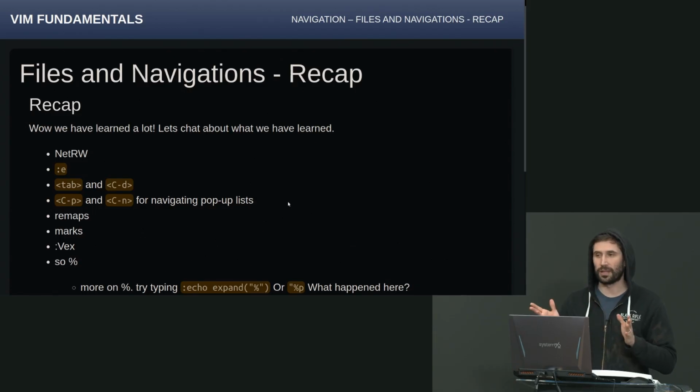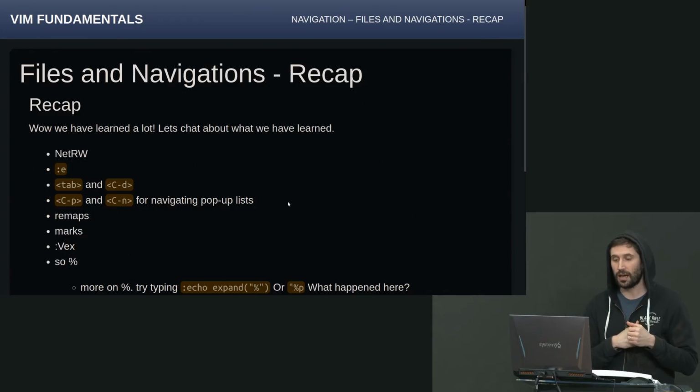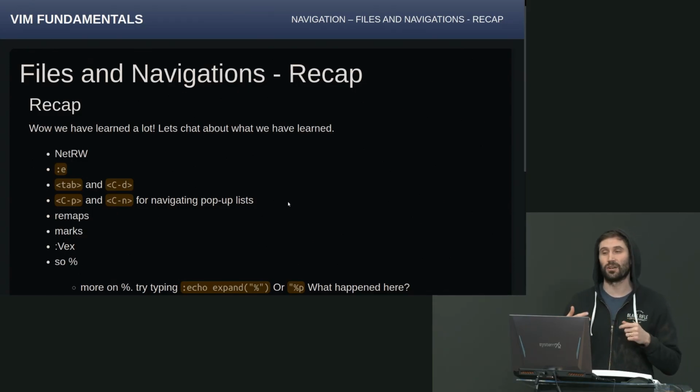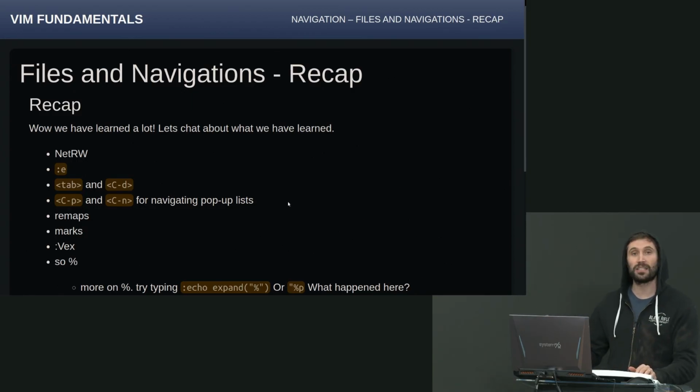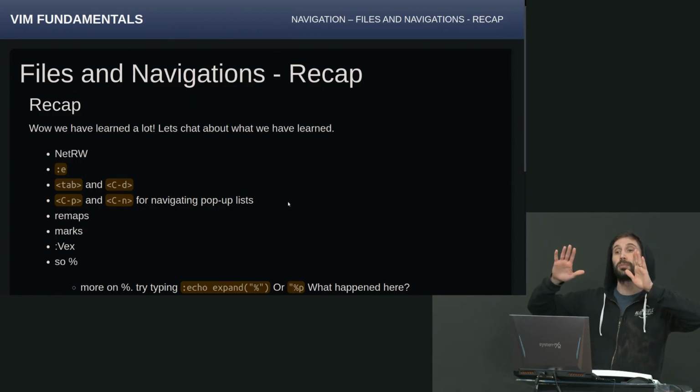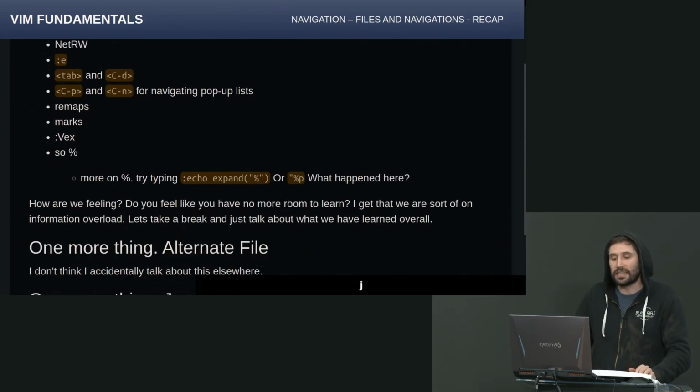I also showed you Telescope, like how much nicer Telescope actually is, or a fuzzy finder in general. And we're going to install a fuzzy finder here shortly. I also showed you how to use Control-C or Control-N and Control-P to navigate pop-up menus. Tab auto-completes, whereas Control-D will show you all your possible options. There's a lot here.